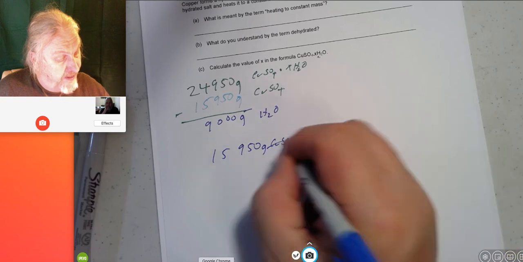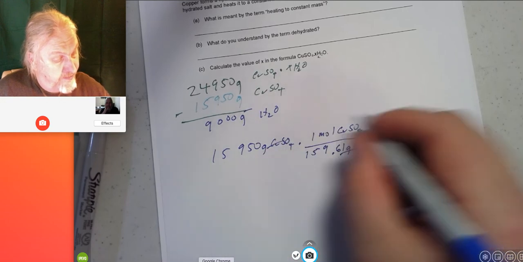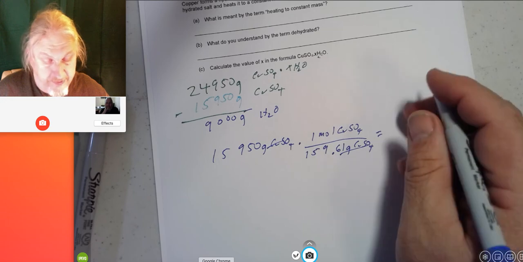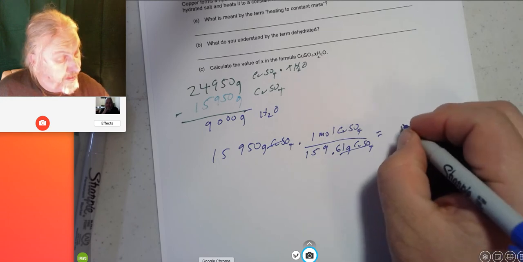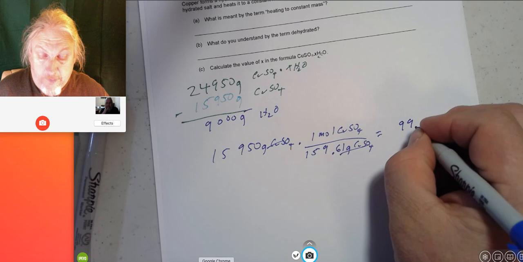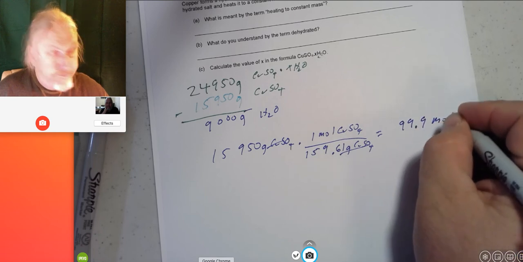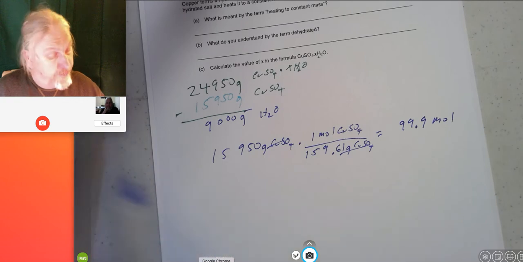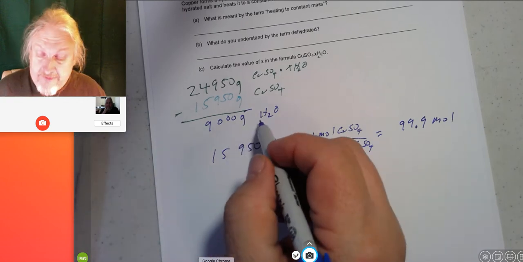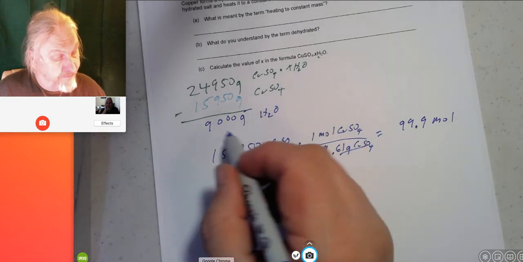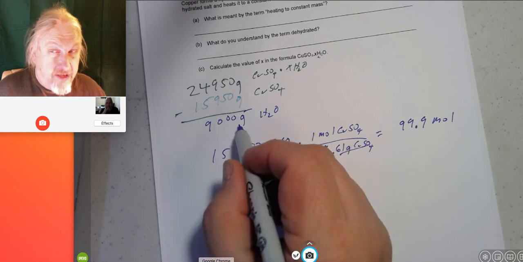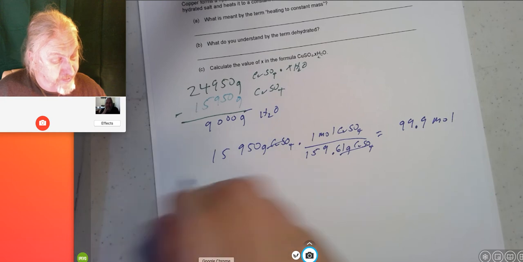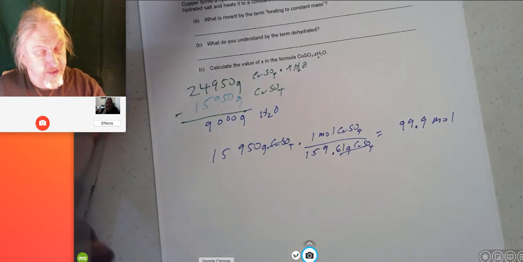And if I divide that total by the molar mass, I got 99.9 moles. Almost 100 moles. In fact, it probably is really 100 moles. Now, I need to know how many moles of water I've got. So I have 9,000 grams of water that I drove off. That's a lot of water. So let's do our math on it. Change pens. Let's go to a fat one.